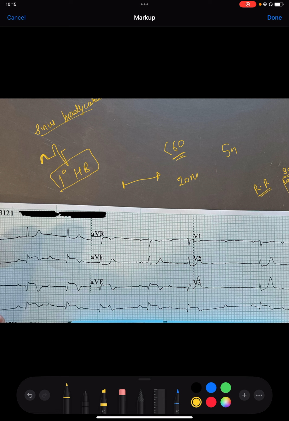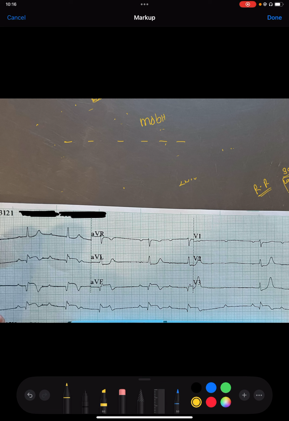In second degree heart block, we have Mobitz A and Mobitz B, or Mobitz 1 and Mobitz 2. In Mobitz 1, there is gradual prolongation of PR, and then it is followed by a drop in QRS. So that is basically Mobitz 1. And in Mobitz 2, the PR remains constant, but there is a sudden drop in QRS. So that is Mobitz 2.